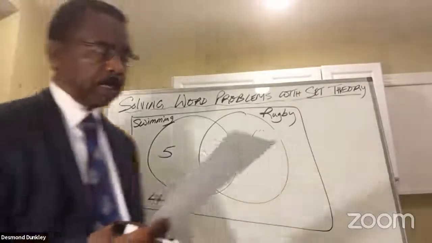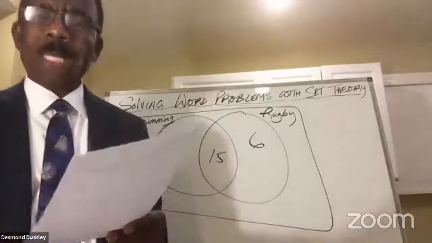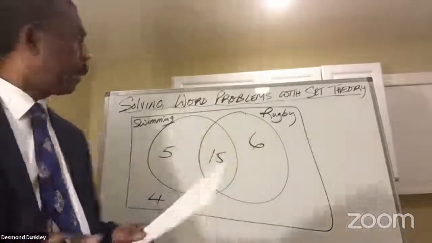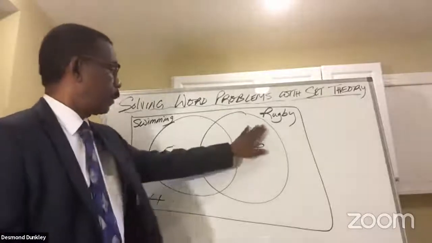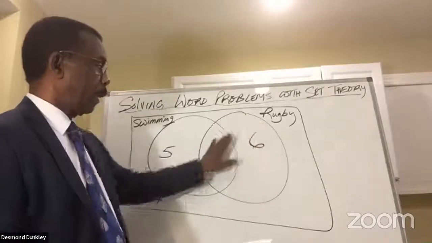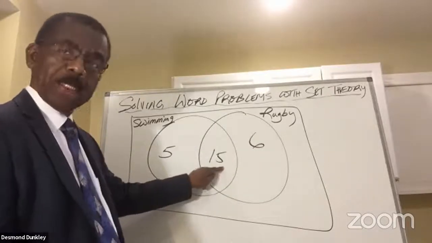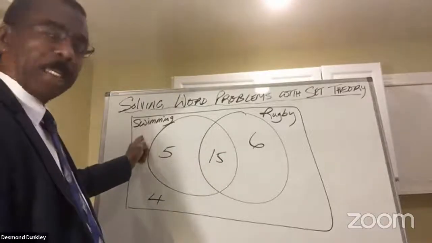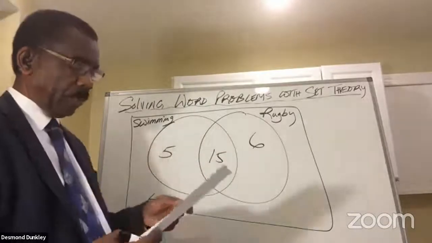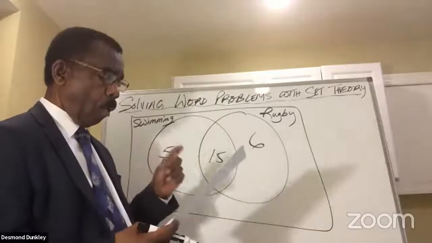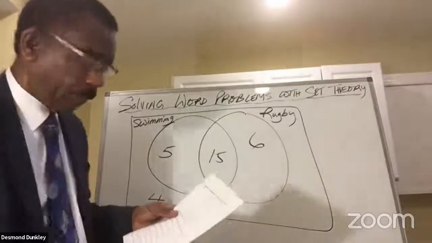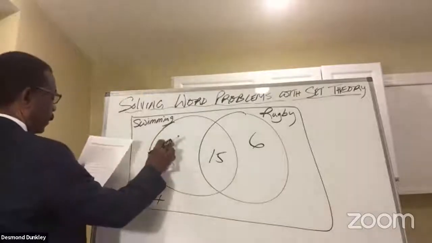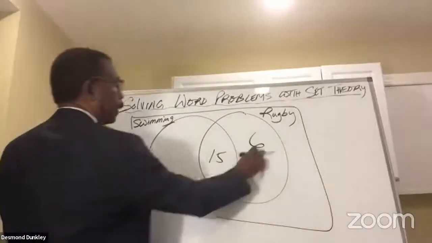And the first question says, how many students only like rugby? Only like rugby. So these students like rugby, but these 15 also overlap with swimming. So the answer to the question, how many only like rugby? Oh, I have the numbers switched around here. So swimming is over here.